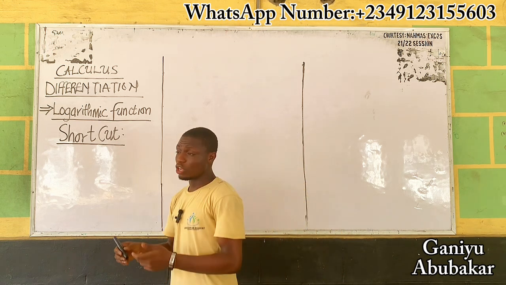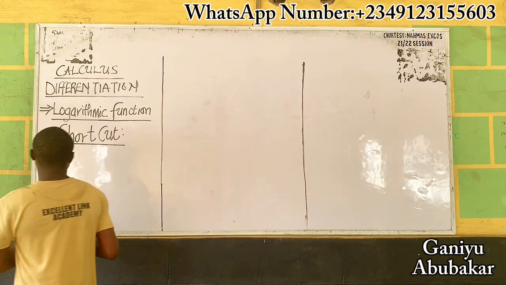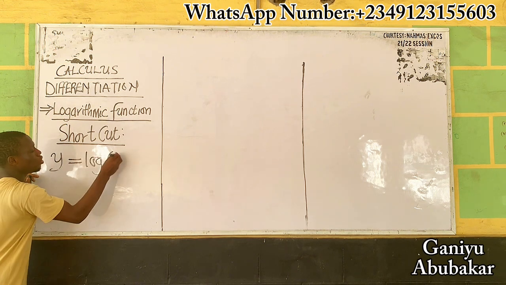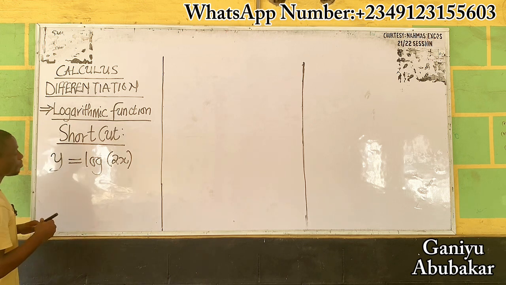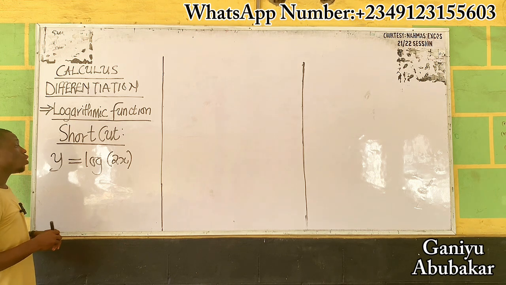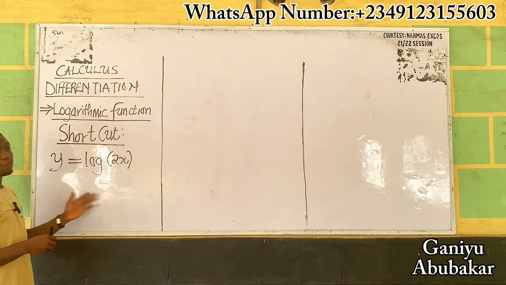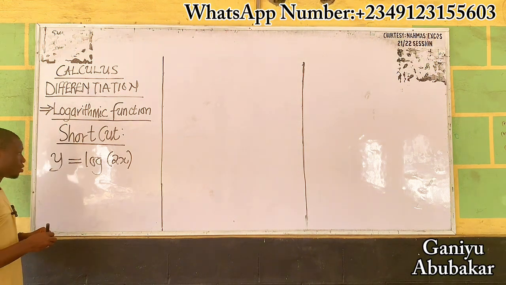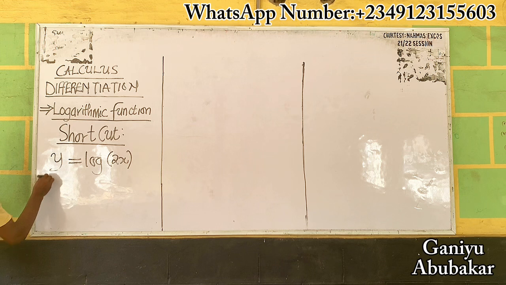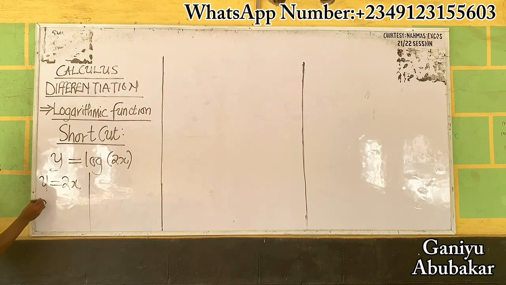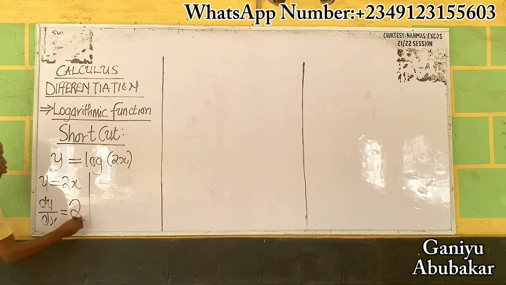Let's take an example to explain, right? So let's say I have y equal to log 2x. For instance, I'm asked to differentiate this using the shortcut. Although it is a shortcut, I'll first solve this using what we know before, and then from there I'll show the shortcut. What do we know? Let u be 2x, right? So I know that du over dx will give me 2.